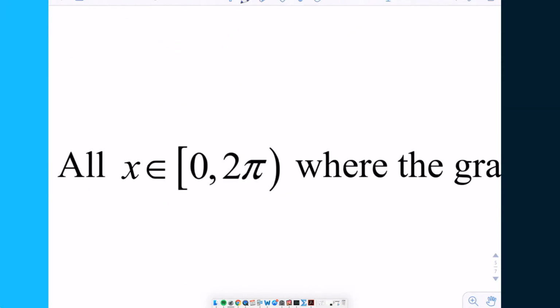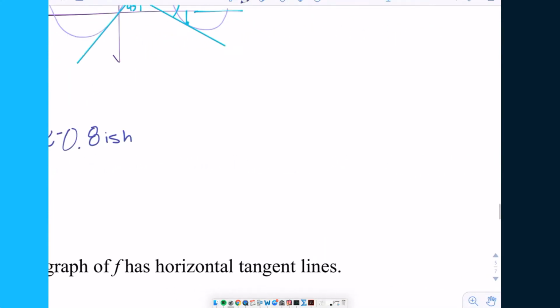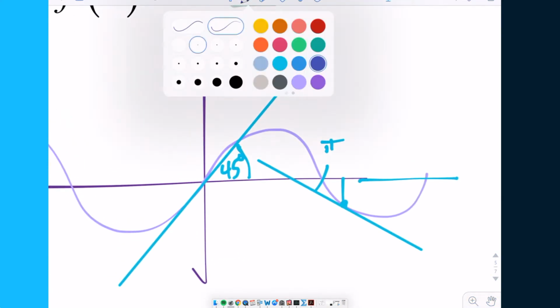Find all the x between 0 and 2 pi where the graph of f has a horizontal tangent line. Well, again, we don't really need calculus for that, do we? Horizontal tangent line.